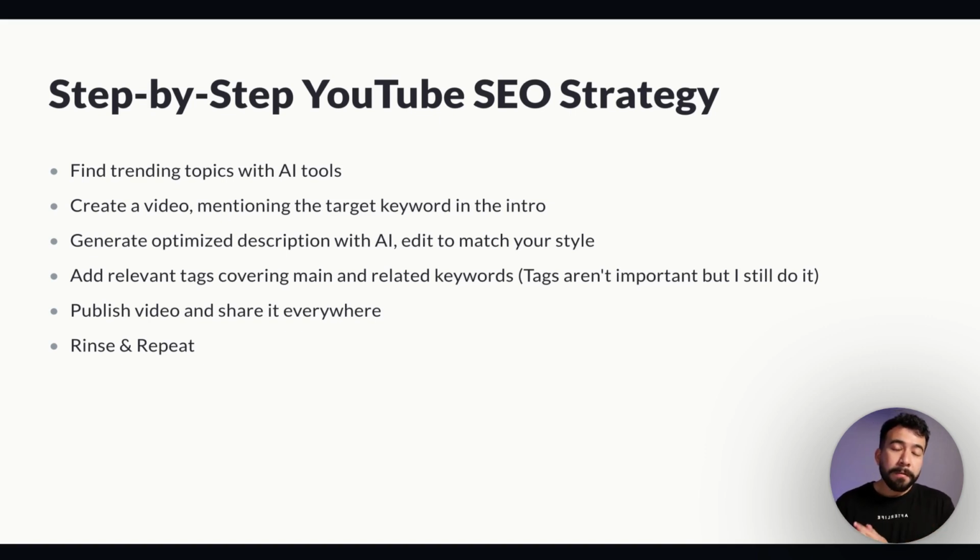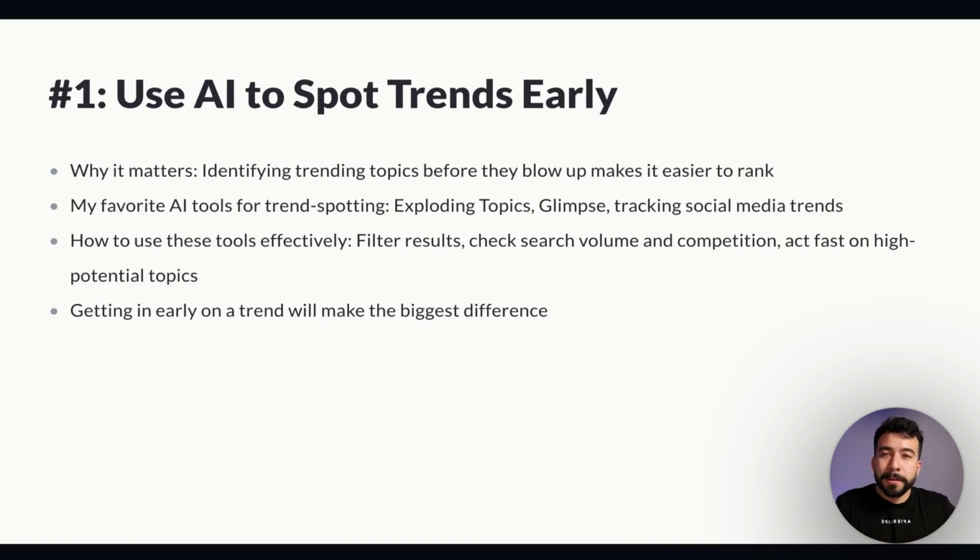So number one, we're going to find trending topics using AI, and you can also do free manual methods by finding trends. We're going to go through creating a simple video, and I'm also going to show you why it's important to say the topic or the keywords in the intro and throughout your content. I'm also going to show you how to optimize and create a long form video description with AI that also matches your style. We're also going to add relevant tags, and I'm also going to show you how to add related keywords. Then we're going to publish the video and then share it on different platforms. All right, so let's go ahead and get started with the first process.